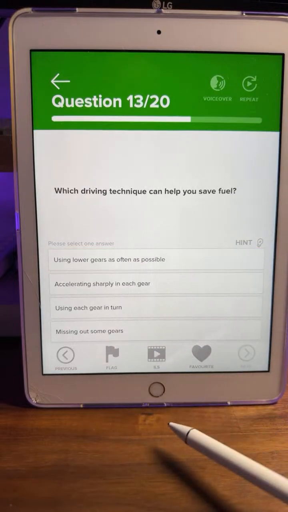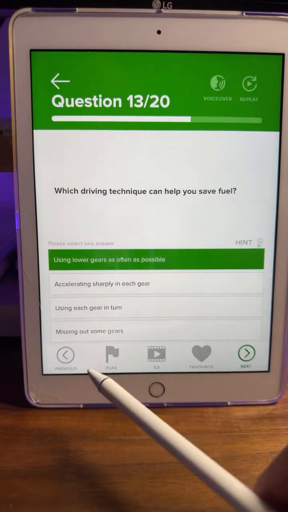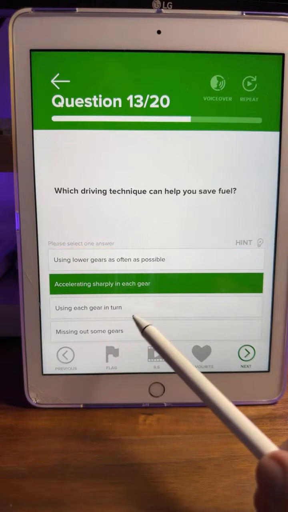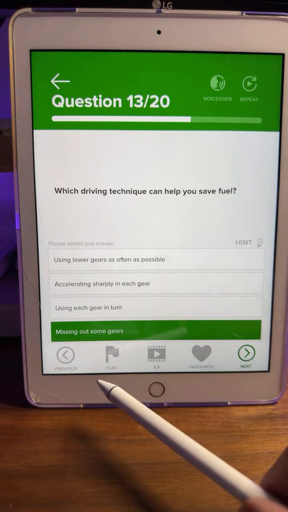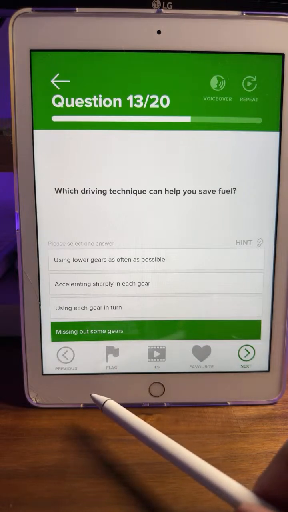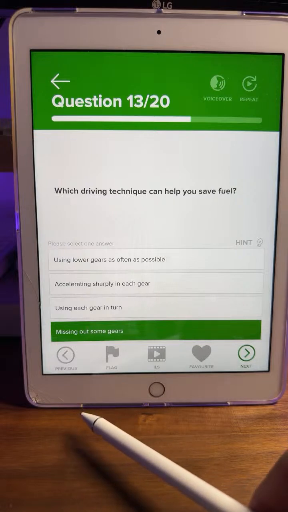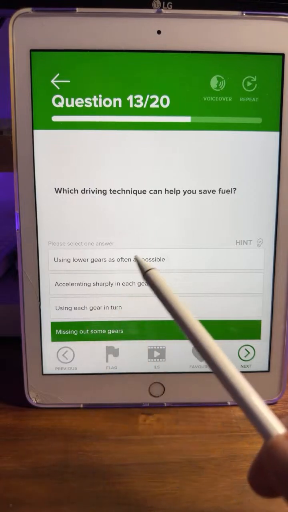Okay, question 13. Which driving technique can help you save fuel? Using lower gears as often as possible, accelerating sharply in each gear, using each gear in turn, or missing out some gears, otherwise known as block changing. Somebody says, what does stationary mean? Stationary means when you're stopped, when you're stood still, when you're not moving. Okay, which driving technique can help you save fuel?